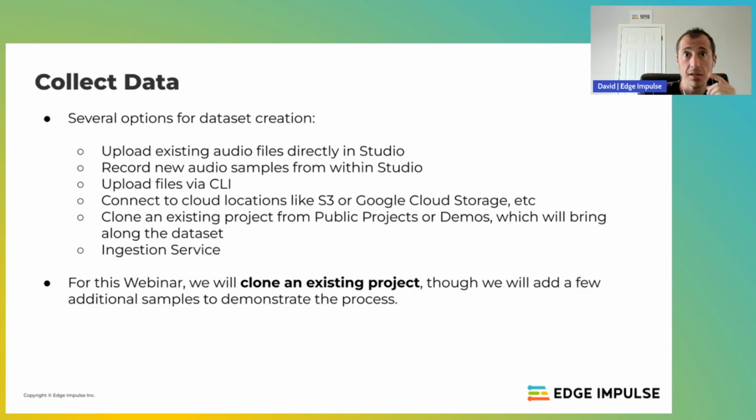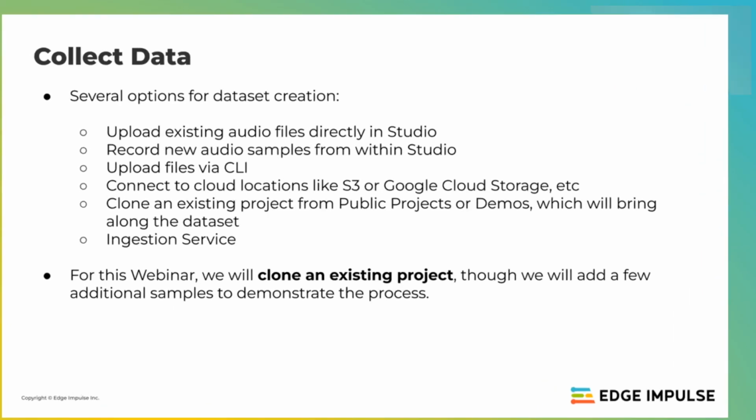Now, collecting data. Again, as I mentioned, we're going to clone a project, so we're about to get a lot of data. But to collect data, as we discussed earlier, you've got several options. You can upload existing audio files directly into the studio. You can record new audio samples from within the studio. You can upload files via the CLI. You can connect to cloud locations like S3 or Google Cloud Storage. You can clone a project, which is what we're going to do. Or you can run the ingestion service, which will capture data and feed it into the studio directly from a device.